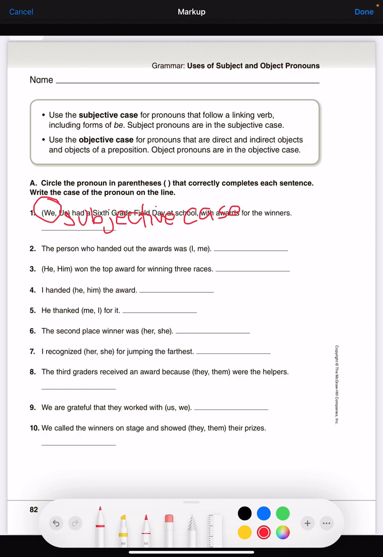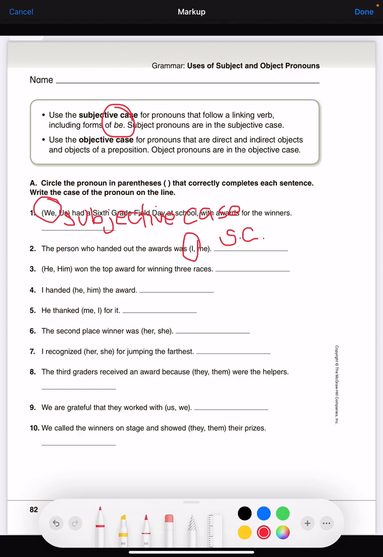Okay, the next one. The person who handed out the awards was I. You wouldn't say was me, you would say was I. And this is where it starts to get a little bit tricky. If it follows a linking verb, was is a form of the verb be, so because it follows a linking verb, this is known as a subjective case. So I would put subjective case, okay?